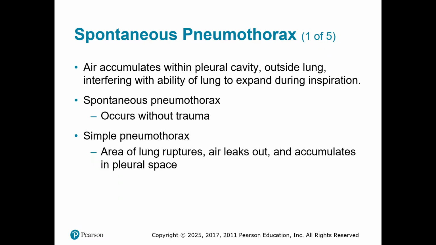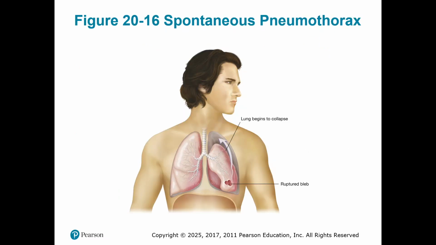Spontaneous pneumothoraxes, these are non-traumatic pneumothoraxes that happen. A lot of times people have something called a bleb in their lung. It's a weak piece of their lung, and it just happens to leak out air. These take time to develop, but once they start developing, it can turn into a simple pneumothorax. Here's a picture of that bleb right there. And the lung can actually begin to collapse.